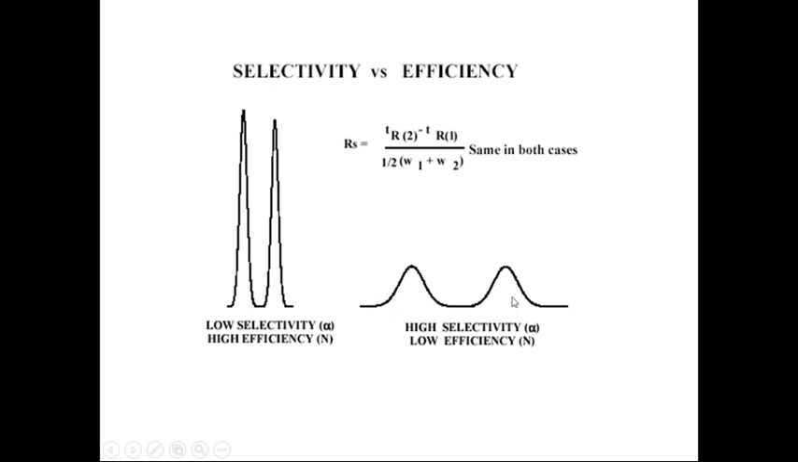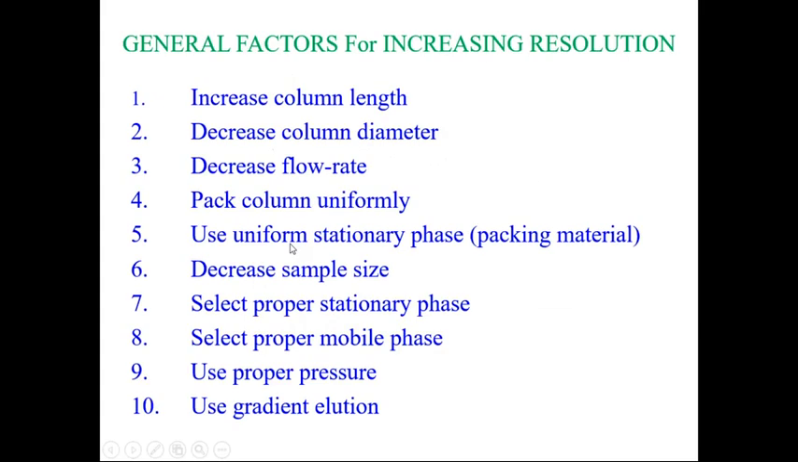These compounds have been separated very well, but you have very low efficiency because you have very wide peaks. And in HPLC, reverse phase or normal phase, we need to get separations of this order. So general factors to increase the resolution are: you can increase the column length, decrease the column diameter, decrease the flow rate, pack the column uniformly, use uniform stationary phase, decrease the sample size, select the proper stationary phase and mobile phase, and use gradient elution.